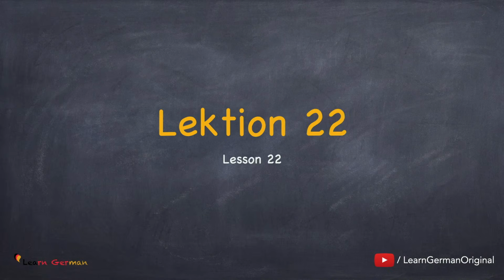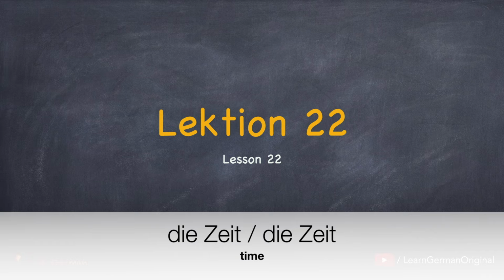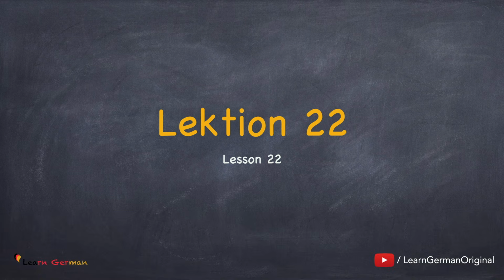Lektion 22. Zeit. Offiziell. Die Zeit. In plural, die Zeit. Before we begin, please make sure that you know how to read the numbers in German. Do watch lesson 3 and 4 of our video series where you can learn numbers 1 to 100. So, let's do some basic words before we begin with the time.